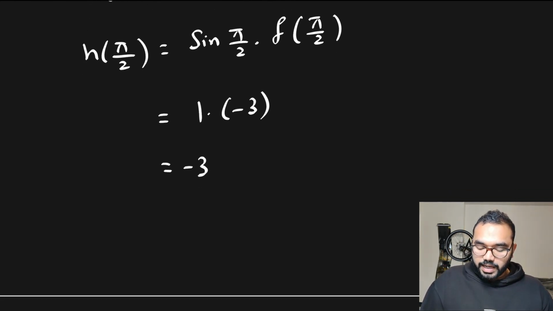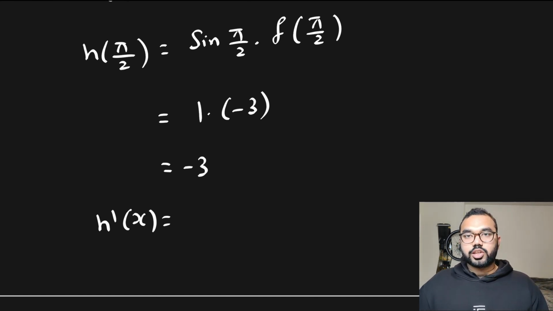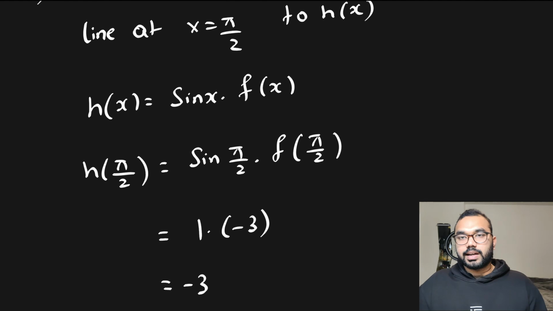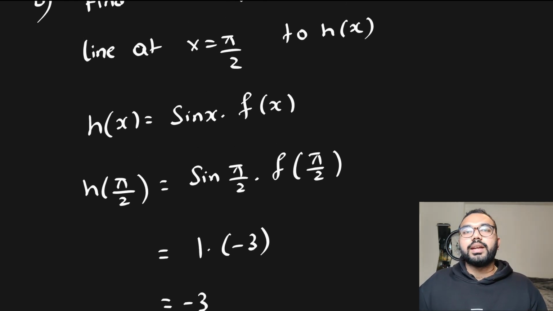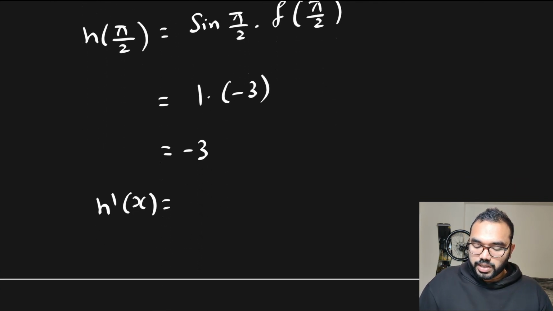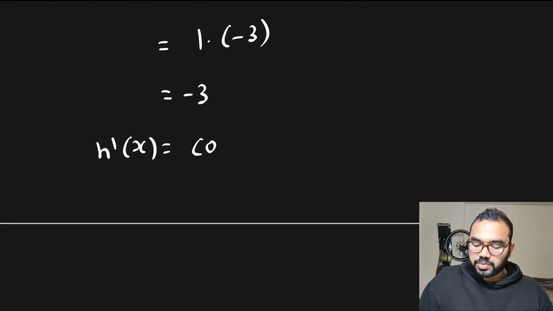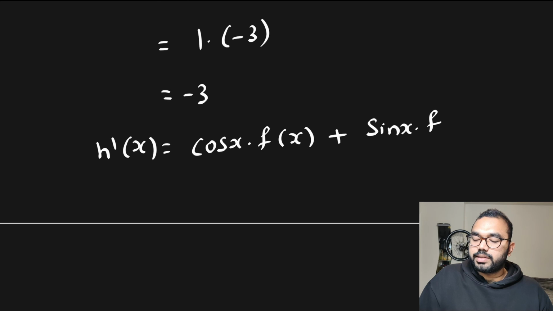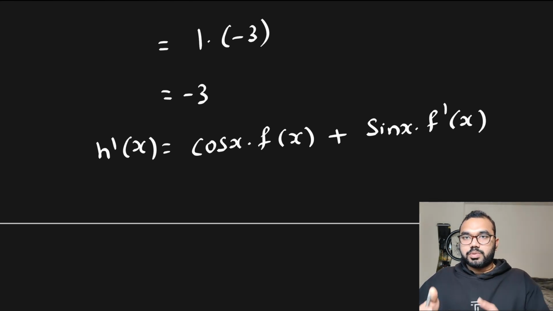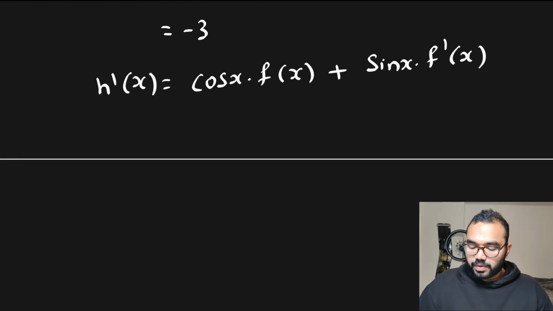Let's find h prime. So h prime of x. First we need to differentiate h of x. So how do we do it? Sin x times f of x. We can apply the product rule. First we will differentiate sin x. The derivative of sin x is cos x. So cos x times f of x plus sin x times f prime of x. This is the product rule: the derivative of f of x times g of x is f prime of x times g of x plus g prime of x times f of x. So perfect.